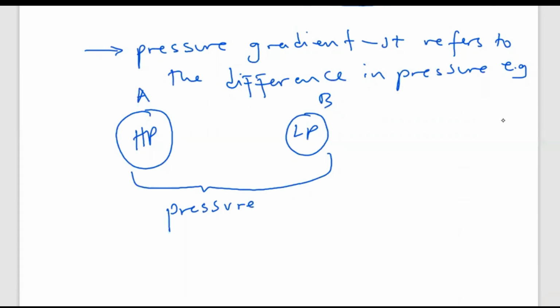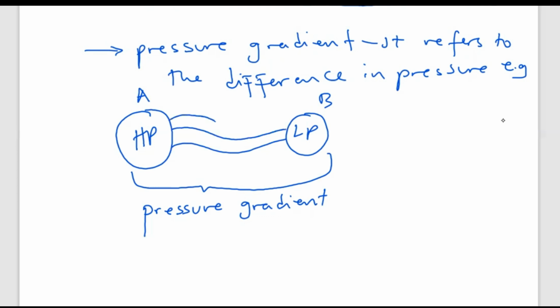So we're going to refer to this as pressure gradient, because you can see that area A has a high pressure and area B has a low pressure. Now, besides this, we need to as well understand how air moves. And we know that always air moves from a high pressure towards the region of a low pressure.